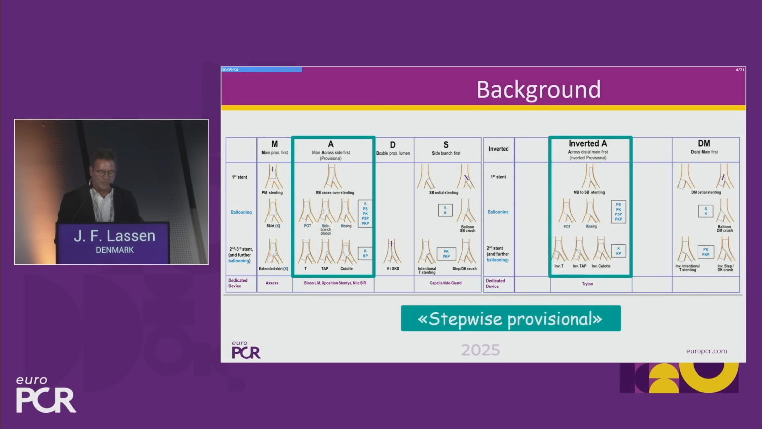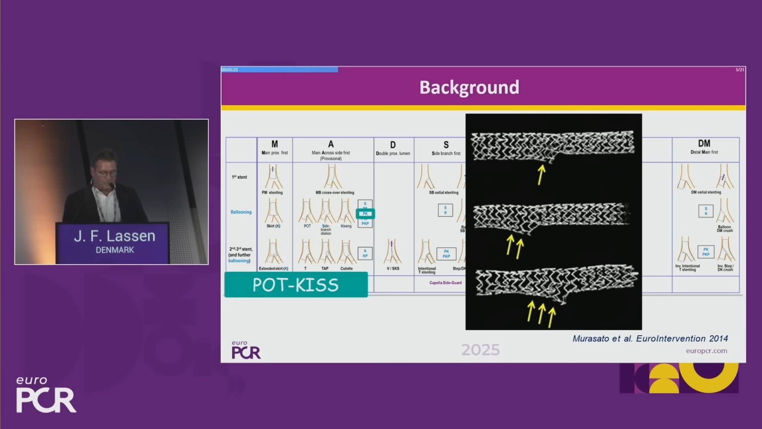The background is the MADS classification, and in the green frame, you can see some of the things we have been discussing for many, many years in the European Bifurcation Club. Should you open the side branch, do a POT, open the side branch and do a POT again, or should you go for a kissing and a final POT? As you can see, it makes differences in the way you open the stent struts.